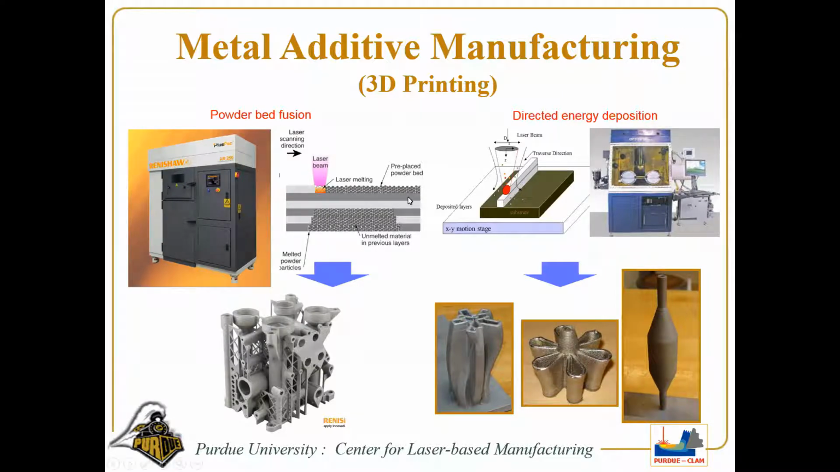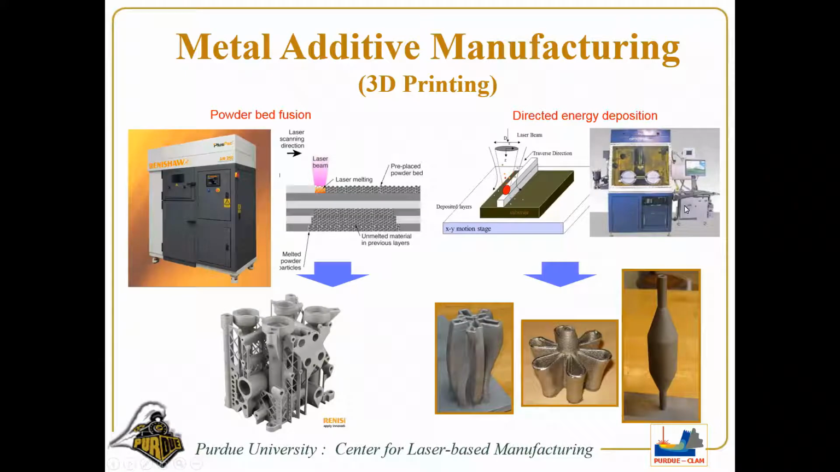One is called powder bed fusion. Basically, you pre-place the powder in the bed, and you scan this powder bed with a laser or electron beam, and you can create very complex parts. You see sample parts produced by the machine that Purdue has. The geometry you can achieve is mind-boggling, so complex that you cannot build it by any other manufacturing process. That's one of the advantages of this metal additive manufacturing process.